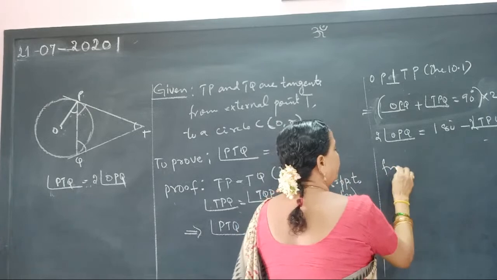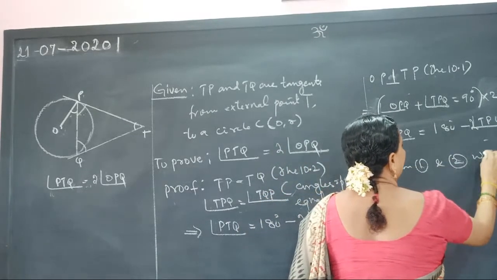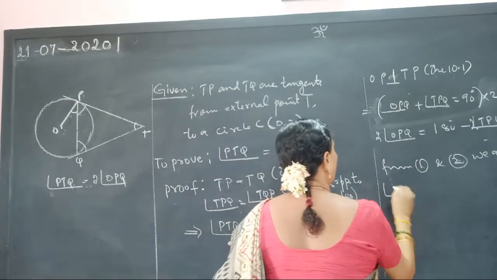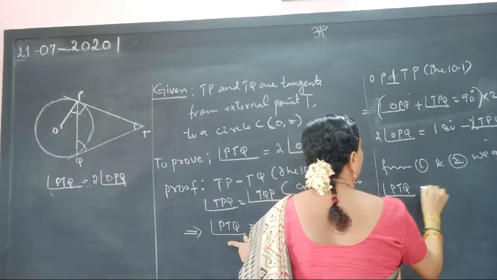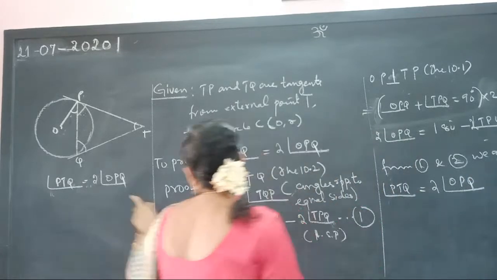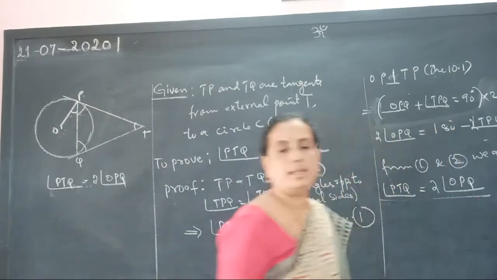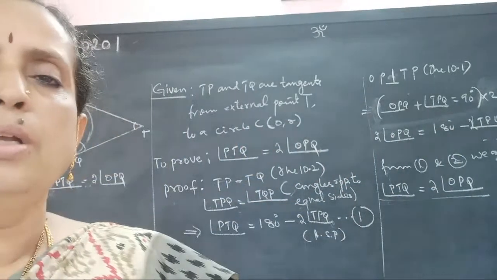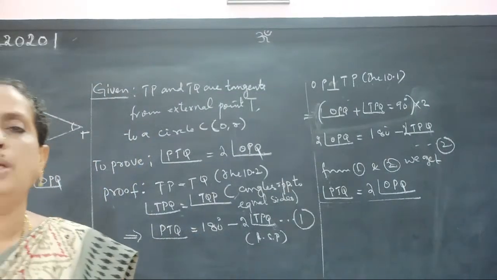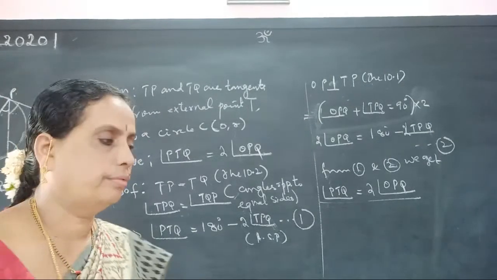Now write from the result 1 and 2. What we get? Their LHS are equal. See the LHS. Angle PTQ equals 2 times angle OPQ. This is the result we require, hence true. Clear? Here we have applied two properties, theorem 10.1 and theorem 10.2.